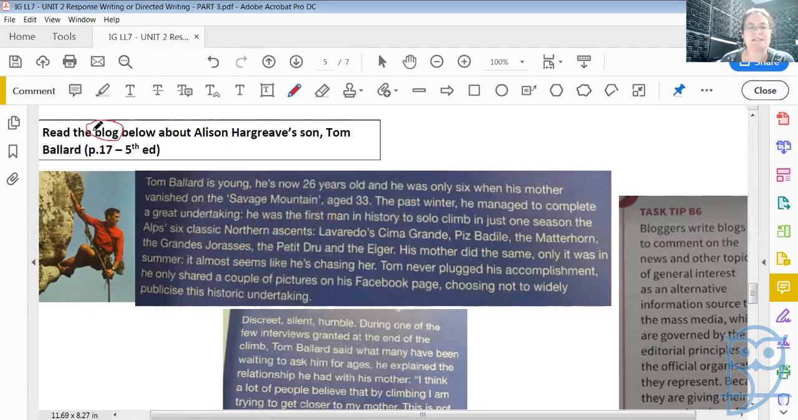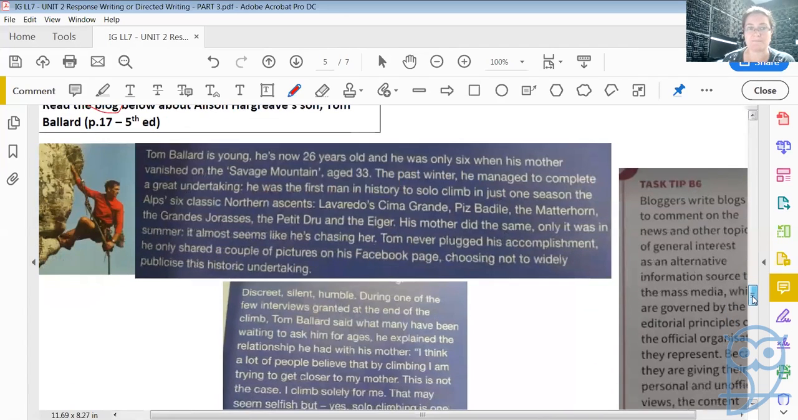So read the blog below about Alison Hargreaves' son, Tom Ballard, and this is on page 17 of the 5th edition. Remember, I've said to you that I will always try and include things in these live lessons that are not necessarily in the textbook if I come across them in the 5th edition, okay? So for those of you who are the 4th edition students, do not worry. So I've taken snippets out of this blog just to show you the kinds of style that it's in. Remember, keep this idea of informal writing in your mind.